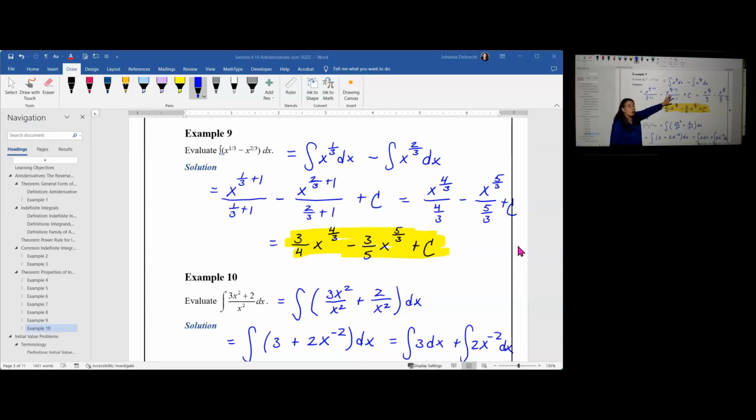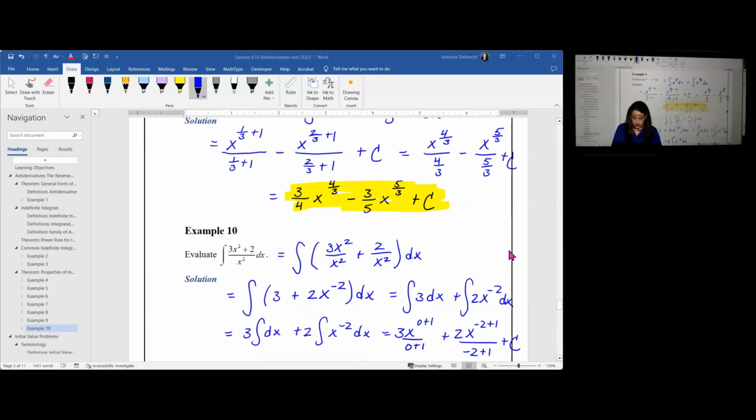Then we apply the power rule. Make sure you get a common denominator to combine the fractions. And our result ends up being 3/4 x to the 4/3 minus 3/5 x to the 5/3 plus the constant of integration. Example 10 was the more complicated problem, which we discussed.